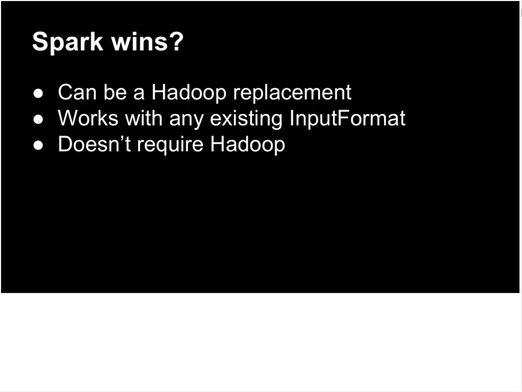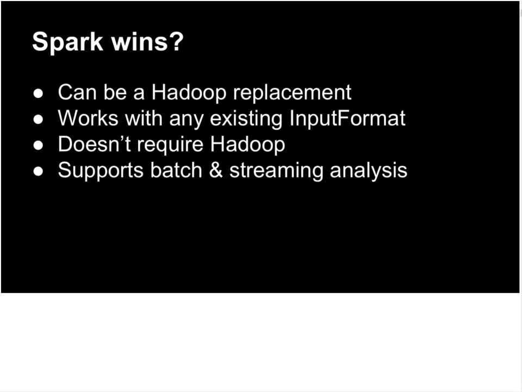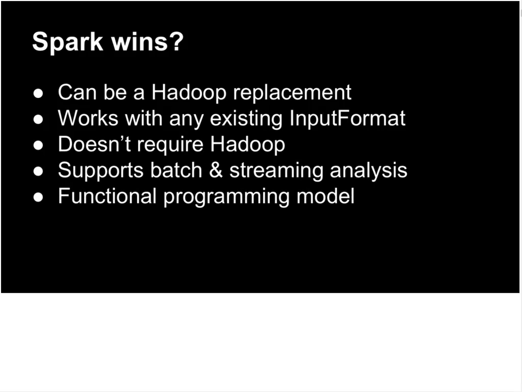And even though it makes use of Hadoop components, you actually don't even need Hadoop installed. You will need a distributed file system, and HDFS is a fine choice for that, but Hadoop is not a hard requirement. And also, unlike Hadoop, Spark supports both batch and streaming analysis, meaning you can use a single framework for your batch processing as well as your near real-time use cases. And it also introduces a fantastic functional programming model, which is arguably better suited for data analysis than Hadoop's MapReduce API. And I'll show you the difference with these in a minute.